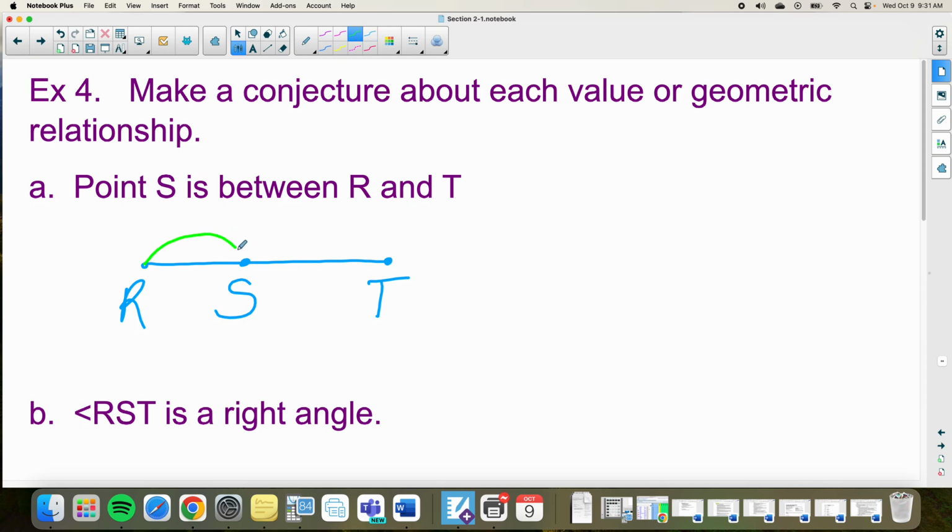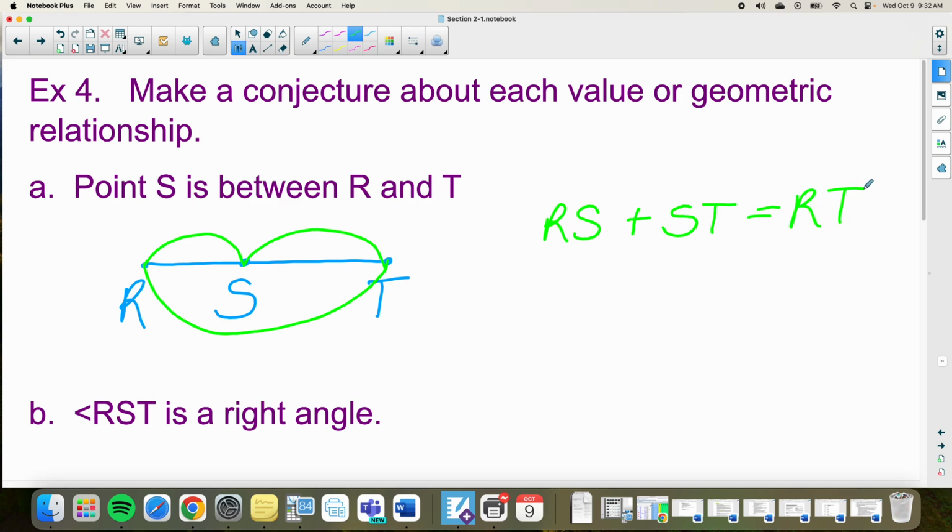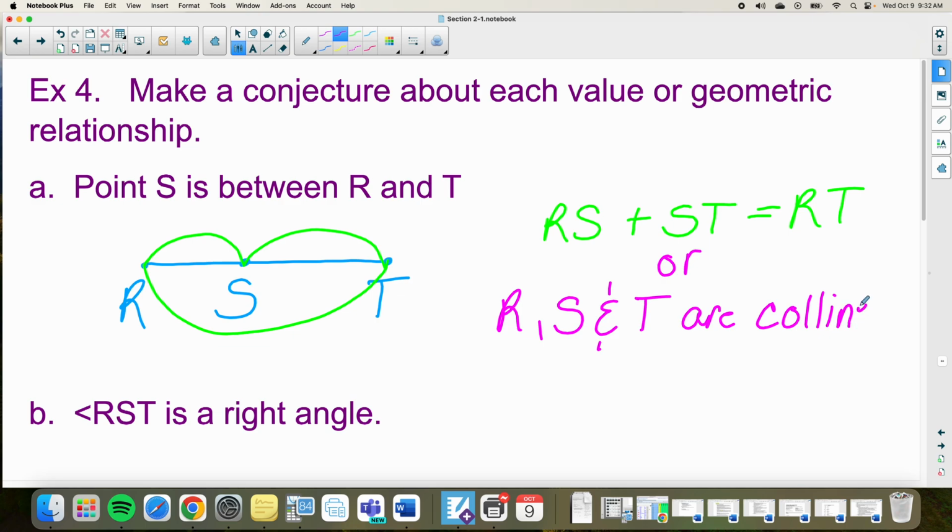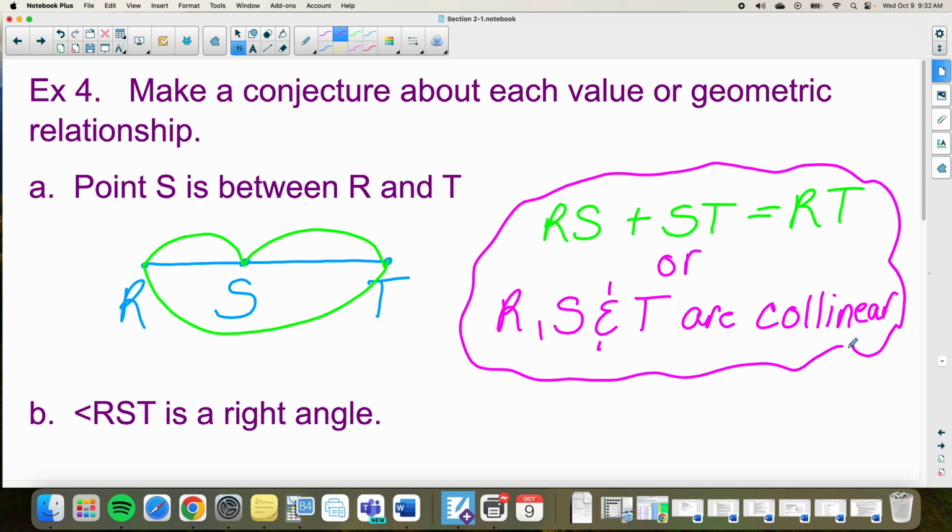Another thing that we could say, I'm not sure, this one might be a little bit less likely for you guys to say, but you could say RS plus the distance from S to T would equal the distance from R to T. Okay, but that's just one. If you wouldn't have to have that one, like I said, you also could have R, S, and T are collinear.